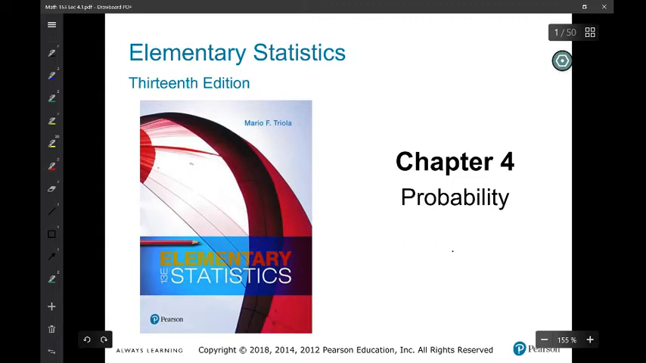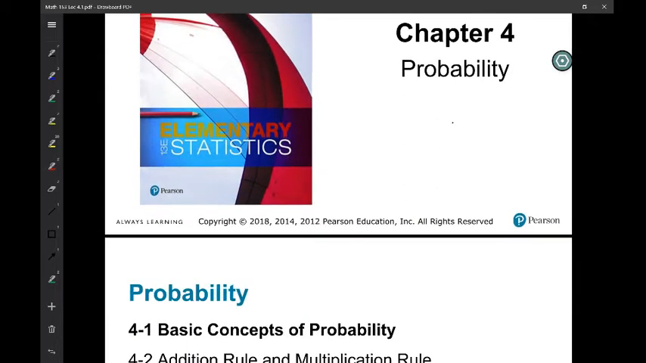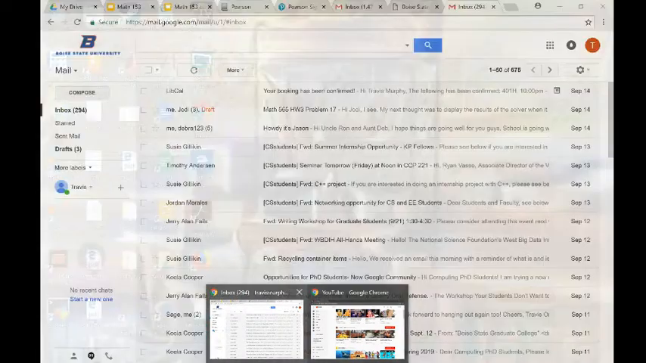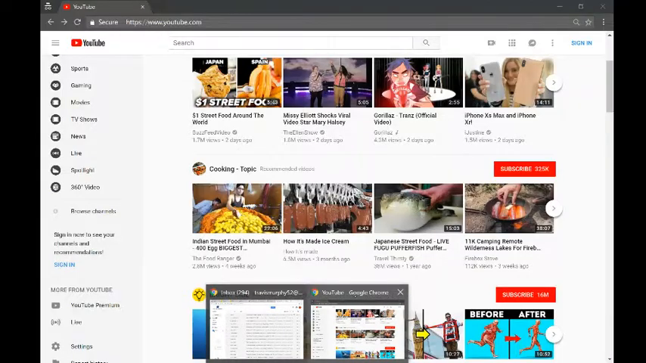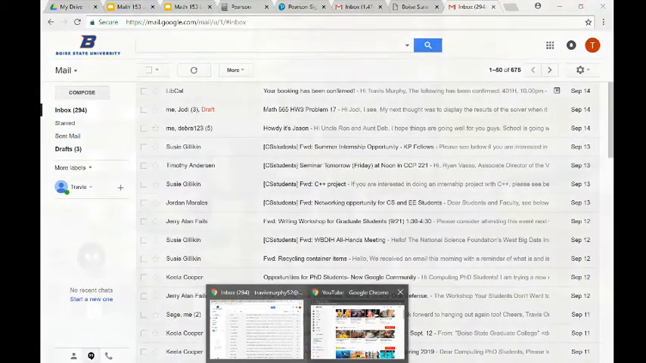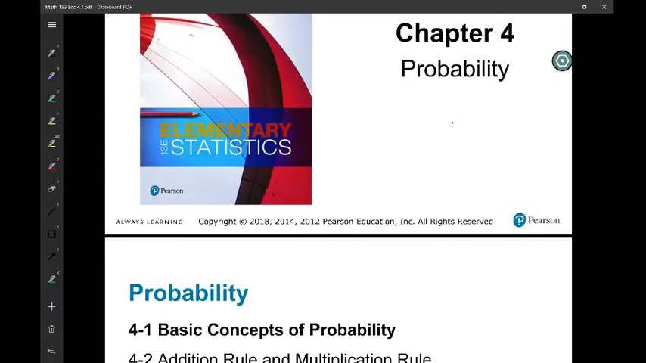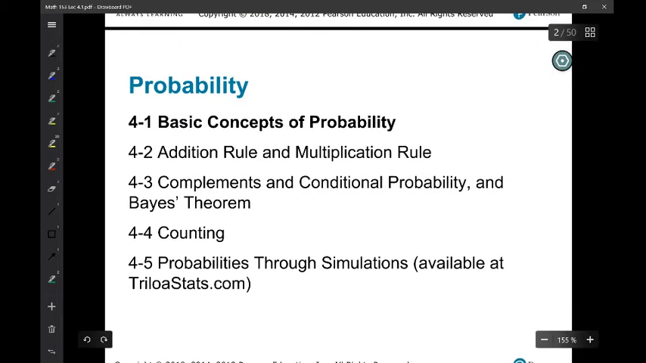Chapter 4, Probability. This lecture is on Section 4-1, Basic Concepts of Probability.